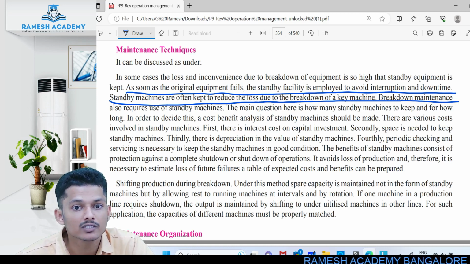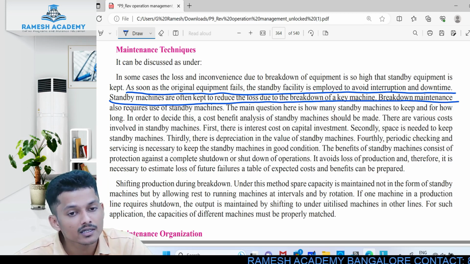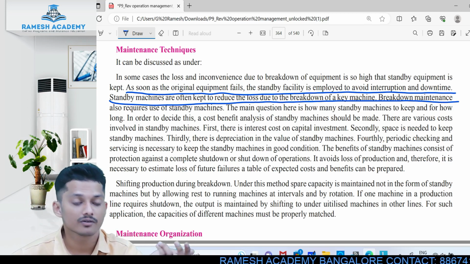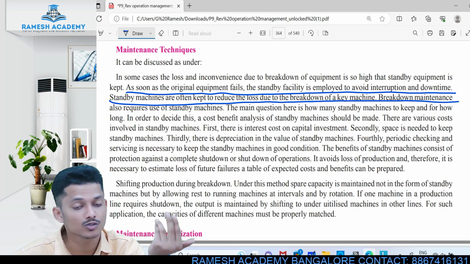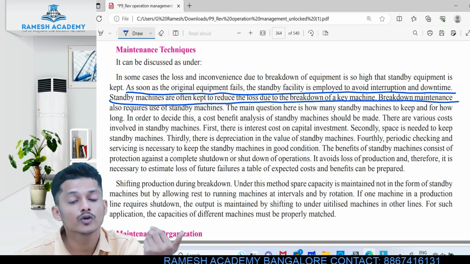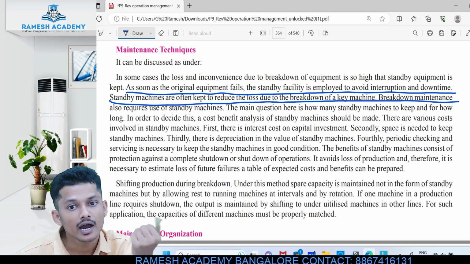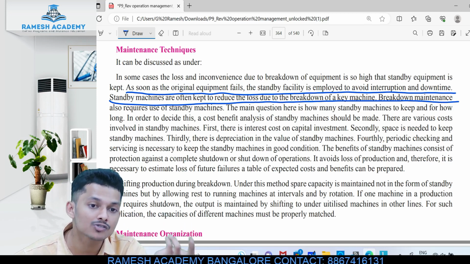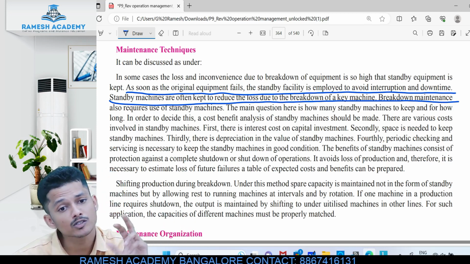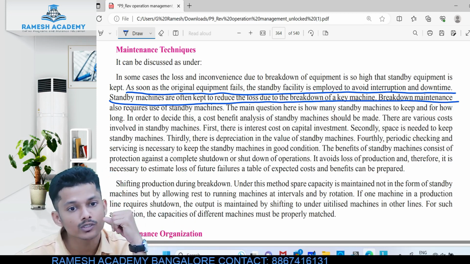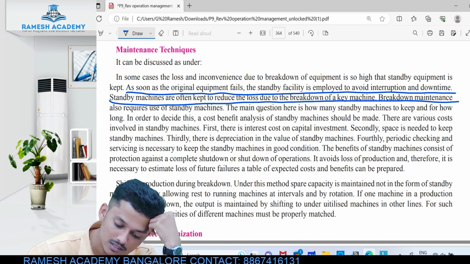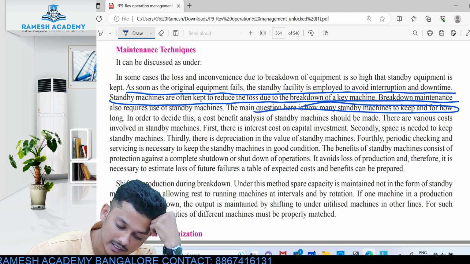Okay, the main question here is how many standby machines to keep and for how long? Yeah, exactly right. I tell you, if this machine goes out, you have to have a standby machine so that your work goes very fluently. Then you ask me, sir, how long? And how many machines to keep like this? Suppose the standby machine also got repaired, then again we need one more standby machine, right? Yes. See, the main question is underlying here.